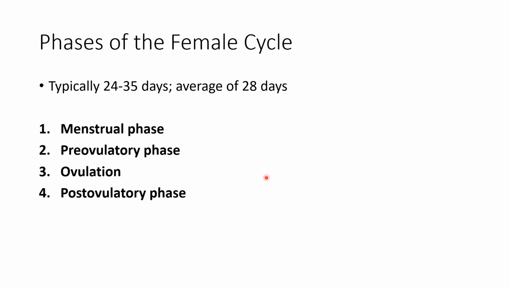Now, as I mentioned earlier, you can really talk about the female cycle in a multitude of different ways. What I've done here is we're going to talk about them in different phases. So instead of talking about what's going on only in the ovaries and then only in the uterus, we will be talking about what's going on in both of those organs, but during 4 specific phases: the menstrual phase, the pre-ovulatory phase, ovulation, and the post-ovulatory phase.